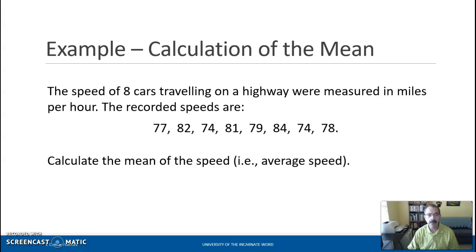In this example, the speeds of 8 cars traveling on a highway were measured in miles per hour. The speeds that were recorded are 77, 82, 74, 81, 79, 84, 74, and 78. We want to calculate the mean of the speed, or the average speed. You will see we'll use mean and average as equivalent things. And in here, the mean that we're talking about is called the arithmetic mean. All right, so let's do that.